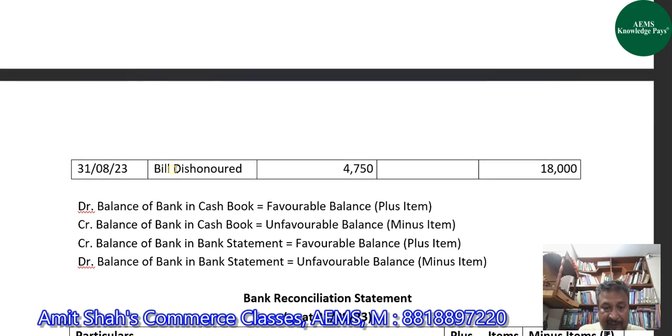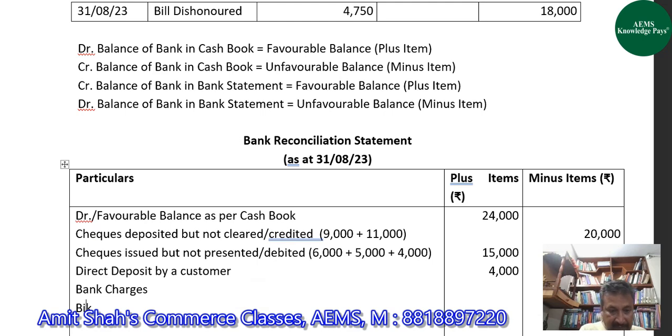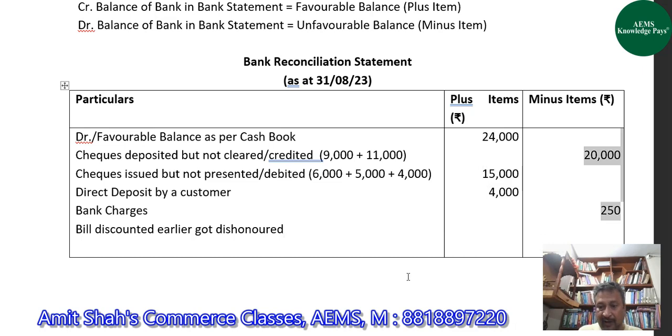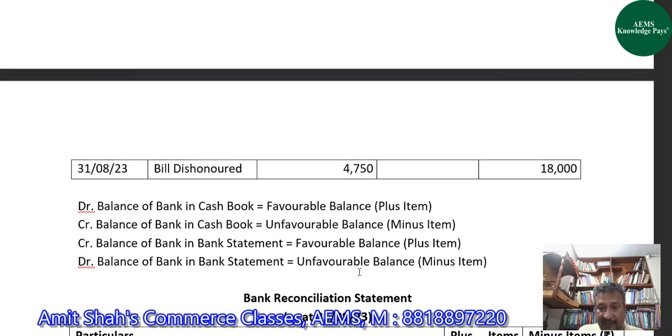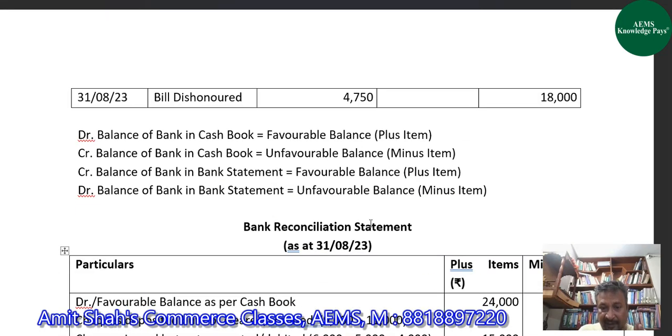And the last one is bill dishonored, which is also there on the withdrawal side of bank statement. It means bill discounted earlier got dishonored. And because of this 4750 also in our bank statement, the balance is less. We are moving towards bank statement balance. That is why this item will also come in minus side. So with this, guys, we have taken all those items which were uncommon among the two sources, that is cash book and bank statement, in our BRS.